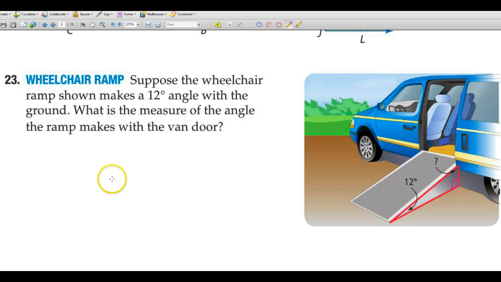Number 23, suppose the wheelchair ramp shown makes a 12-degree angle with the ground. What is the measure of the angle the ramp makes with the van door? So we have a right triangle, so we can apply the corollary to the triangle sum theorem, which states that the acute angles in a right triangle must be complementary. So 12 plus x, or plus question mark, is equal to 90. So if we subtract 12 from 90, we would find our angle, which is 78 degrees.